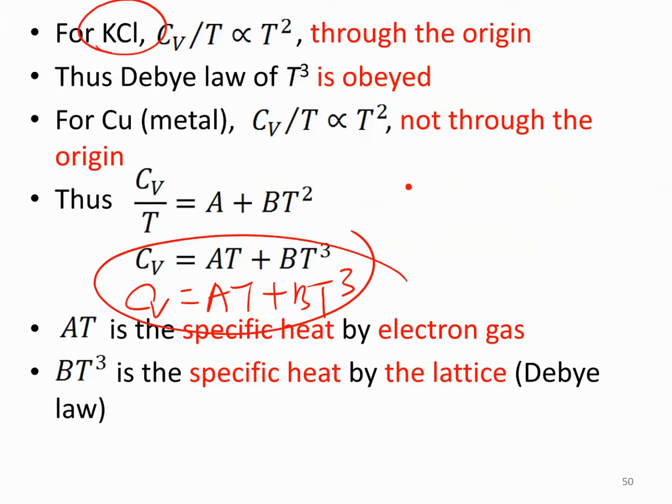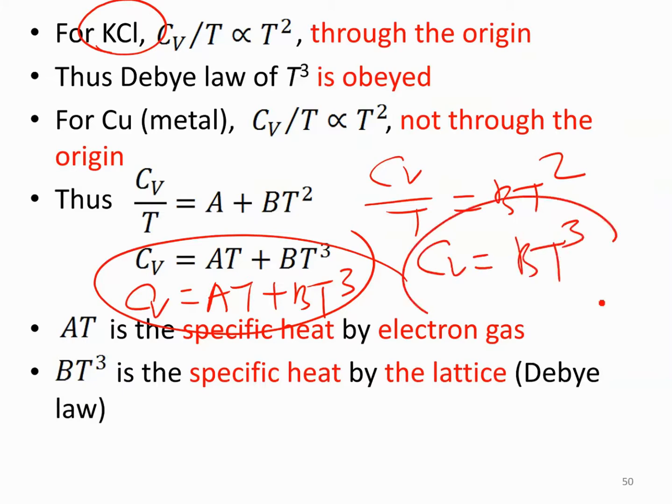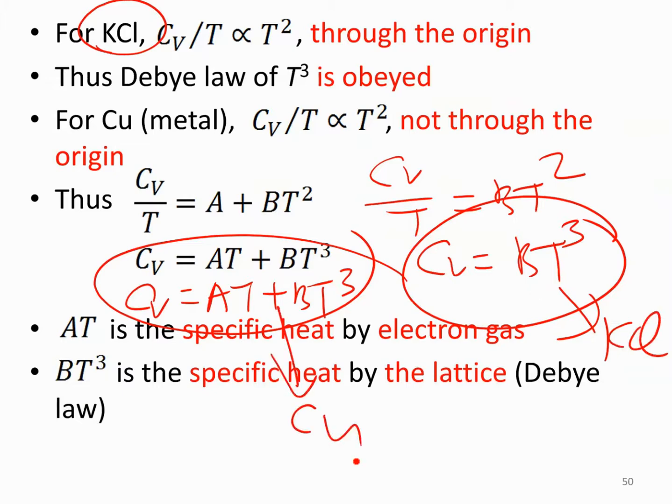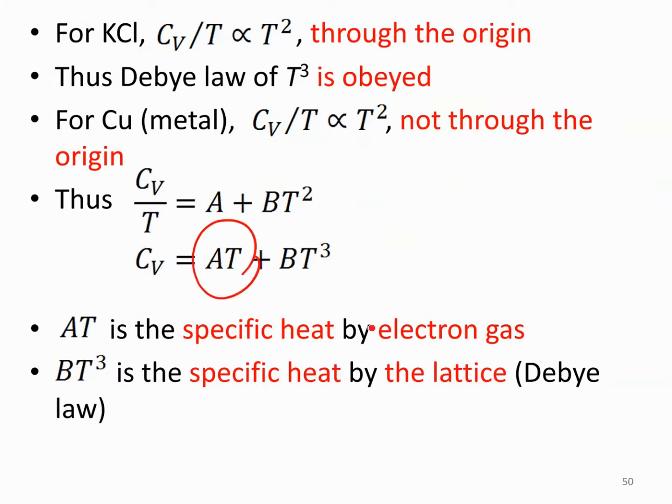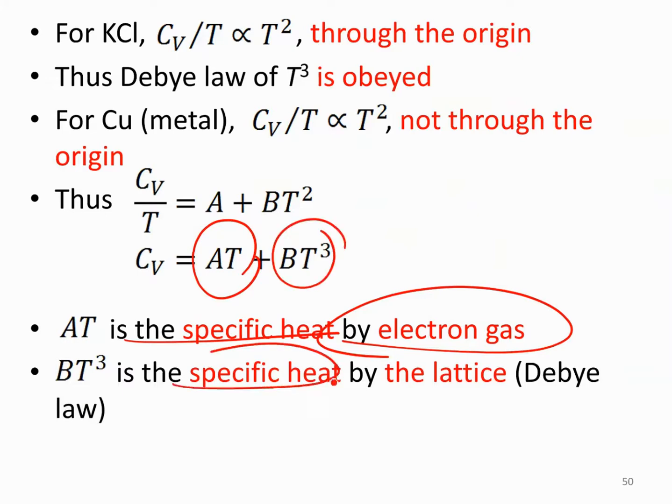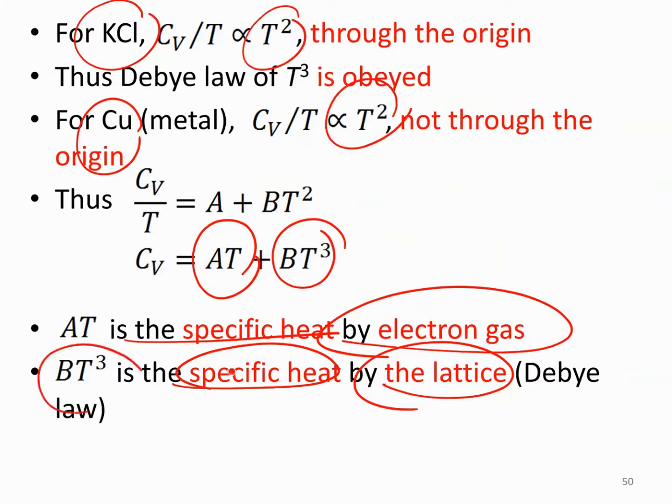But for potassium chloride, CV over T equals BT power of 2, then CV equals BT power of 3. This is for KCl, and this is for copper. You can see there's one difference: here we have AT, but here we don't. Why? Because this AT is the specific heat contributed by the electron gas, and the BT power of 3 is the specific heat contributed by the lattice vibration. So both KCl and copper have T power of 3, both have the lattice vibration.